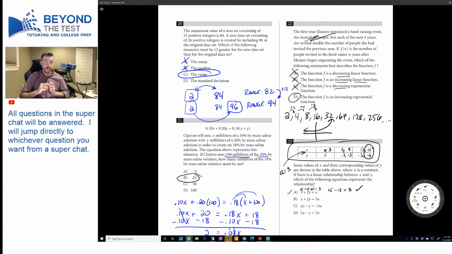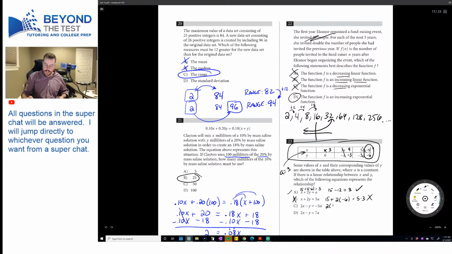But if you use this method where you're going to sub in values, make sure you check every single answer to make sure it's the only one that works. So I'd quickly have to check the others. I'd say, okay, 15 plus 2 times negative 6, does that equal 5 times 3? Well, 15 minus 12 is not 15. That's out. So B is out.